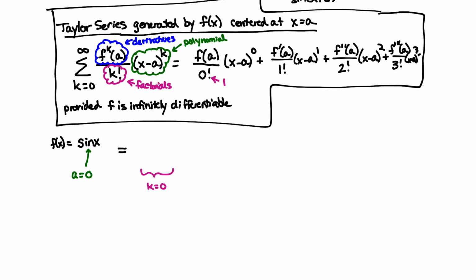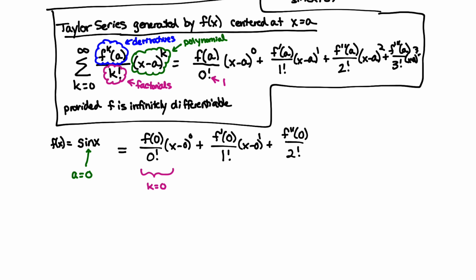So everywhere I see an a, I'm going to put a 0. So why don't I just do that? f of 0 over 0 factorial times x minus 0 to the 0th plus f prime of 0 over 1 factorial times x minus 0 to the 1st plus f double prime of 0 over 2 factorial times x minus 0 to the 2nd plus f triple prime of 0 over 3 factorial times x minus 0 to the 3rd, dot, dot, dot.